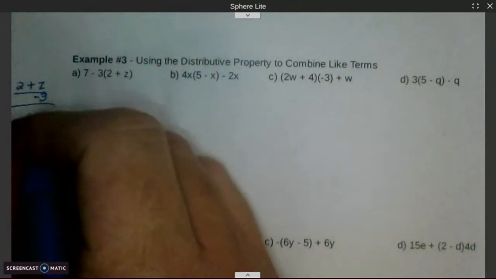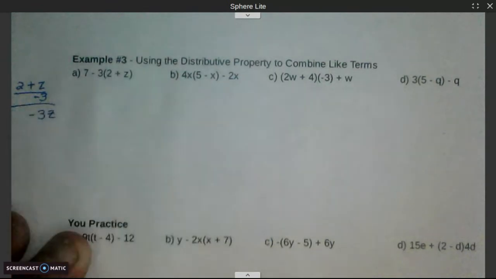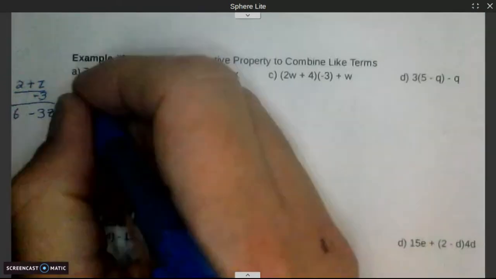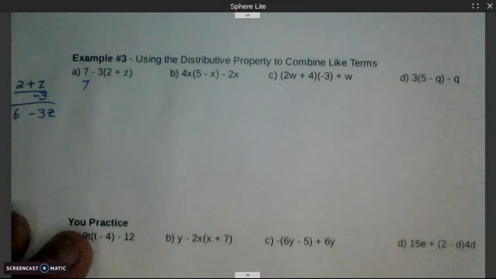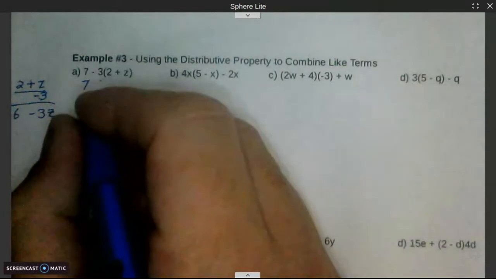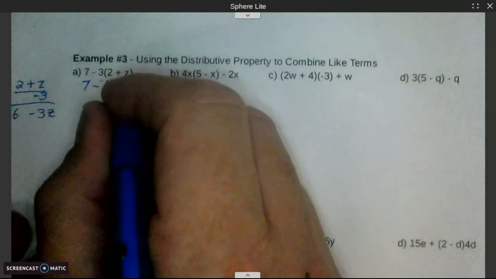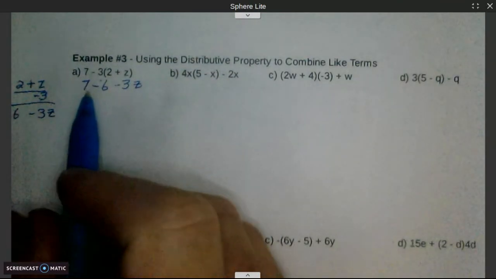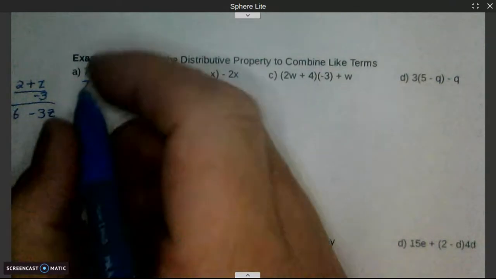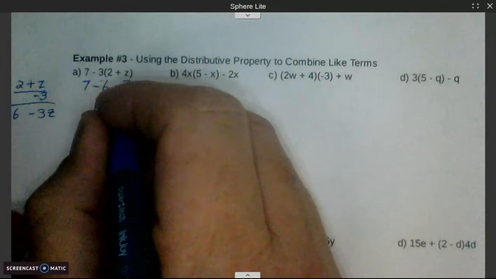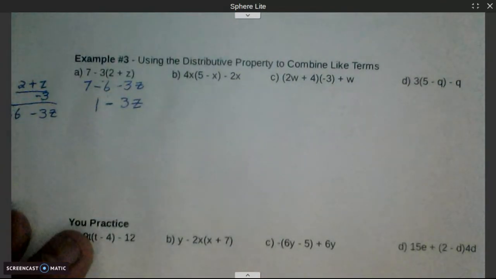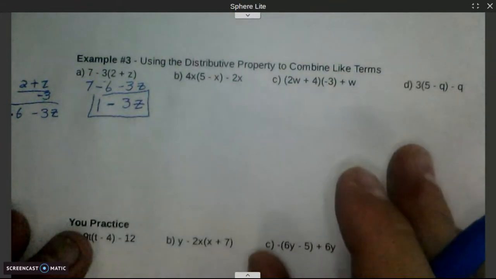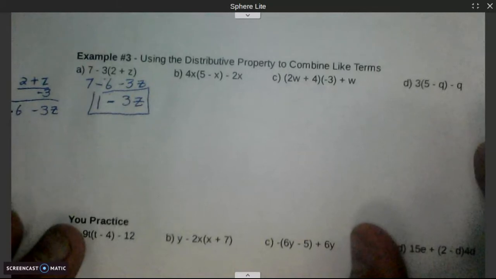So negative 3 times z gives me negative 3z. Negative 3 times 2 is negative 6. The 7 I haven't touched, so I'm going to put that right there. And I know when I multiply this out, I'm going to get negative 6 minus 3z. We want to combine like terms. So 7 minus 6, these are like terms, gives you 1 minus 3z. There's a lot of work there, so I'm going to box in my answer. So my answer is 1 minus 3z.